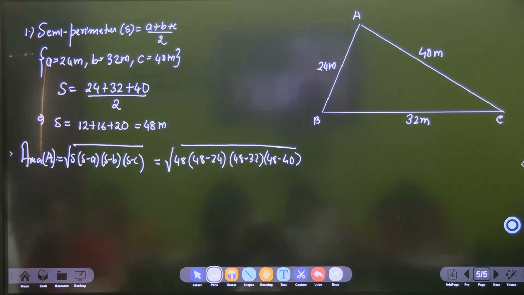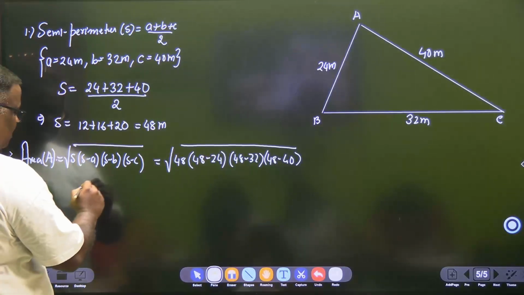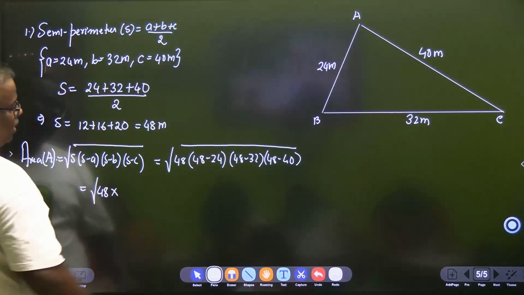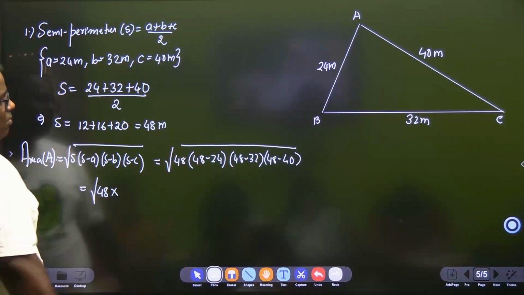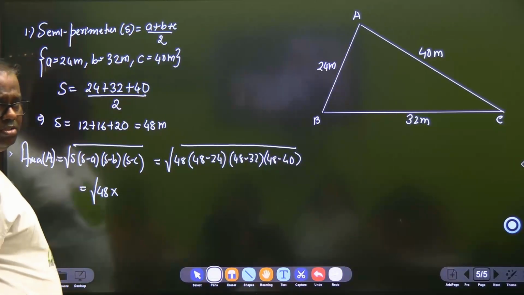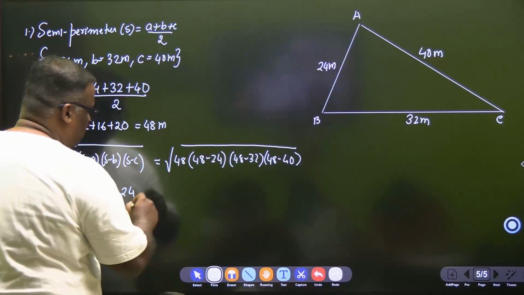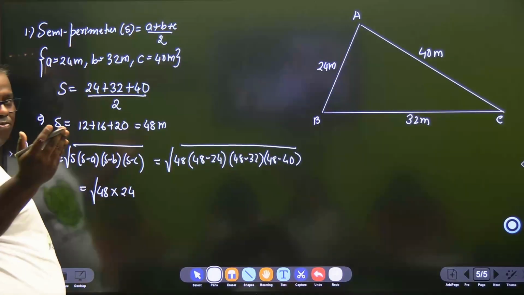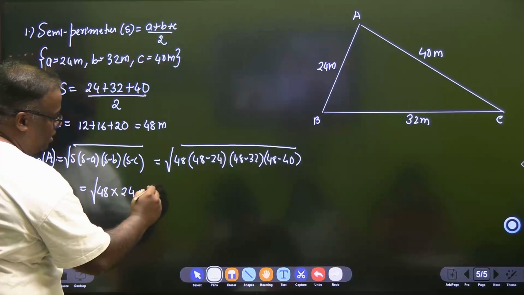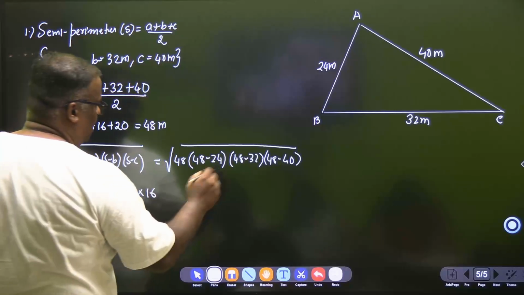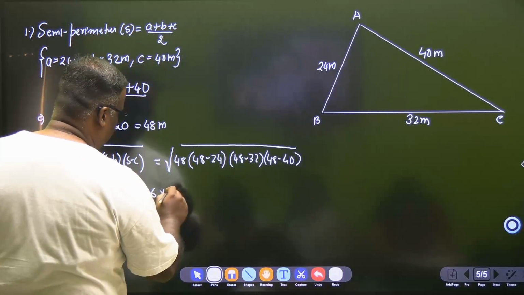Right? Okay. Abhigya is completely racing, saying he will solve before sir. So 48 multiplies with, just let's see here, 48 minus 24 is 24. Okay. 48 minus 32. 16 2s are 32, 16 3s are 48. So this should be 16. Agreed? Okay. And then 48 minus 40 gives me 8.